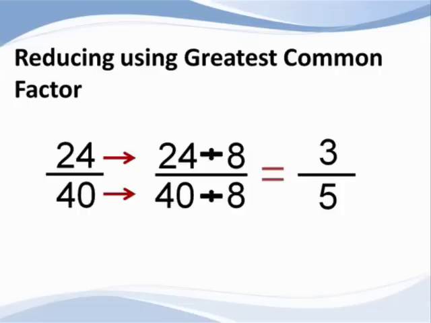24 divided by 8 is 3. 40 divided by 8 is 5. We get the same answer as before, we just found it in a different way.